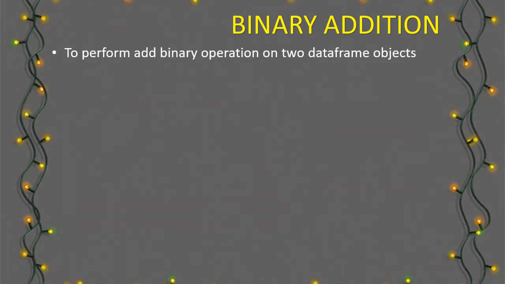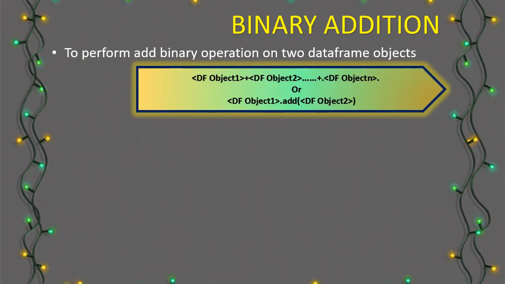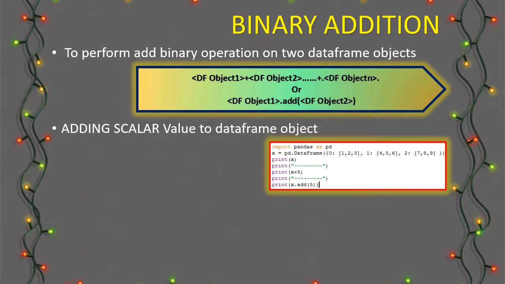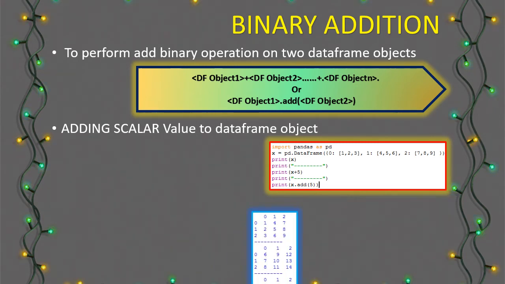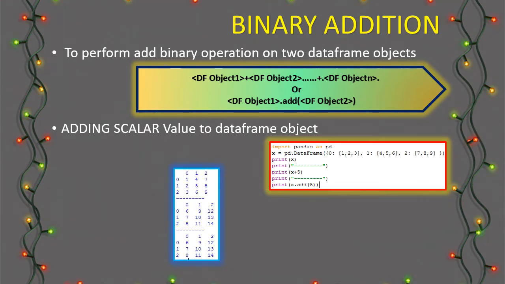Binary addition. If you want to add two data frames, we can use the formula data frame object 1 plus object 2, and so on. We can use the plus symbol, or we can use the add function: data frame object 1 dot add data frame object 2. In the first example, a scalar value, one single value, will be added with the entire data frame. In this example, 5 is added with the data frame x.